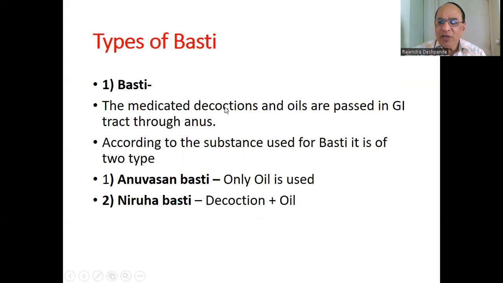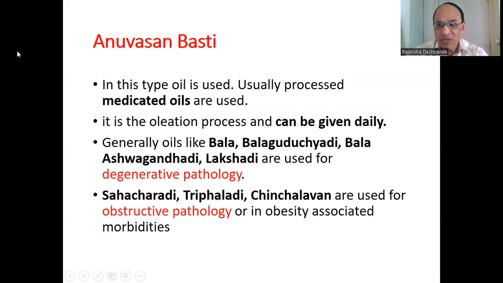Next, the medicated decoctions and oils are passed into the GI tract, the digestive tract, through the anal opening. According to the substance used for Basti, it is of 2 types. The main 2 types of Basti: Anuvasana Basti, where only oil is used. It may be simple sesame oil, it may be medicated oils. But Niruha Basti is also called Asthapana Basti. Write down, Asthapana Basti. Here, not only oil, but decoction or some paste of the herbs are used. So decoction plus oil, that is Niruha Basti; only and only oil, that is Anuvasana Basti. Simple to remember.